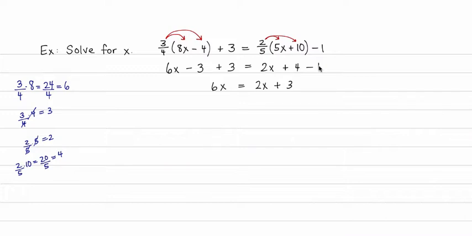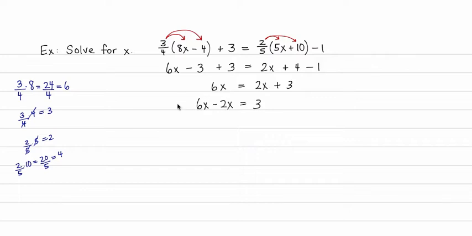Okay. Now we've got ourselves a linear equation. We want to move all the x terms over to one side, let's say the left-hand side, and keep the constant terms on this right-hand side. Okay, so if I want to move that 2x over to the other side, I can subtract 2x from both sides. So I've got 6x minus 2x is equal to 3. So I've got all of the x terms on the left-hand side, all the constant terms on the right-hand side, and now we can simplify those terms.